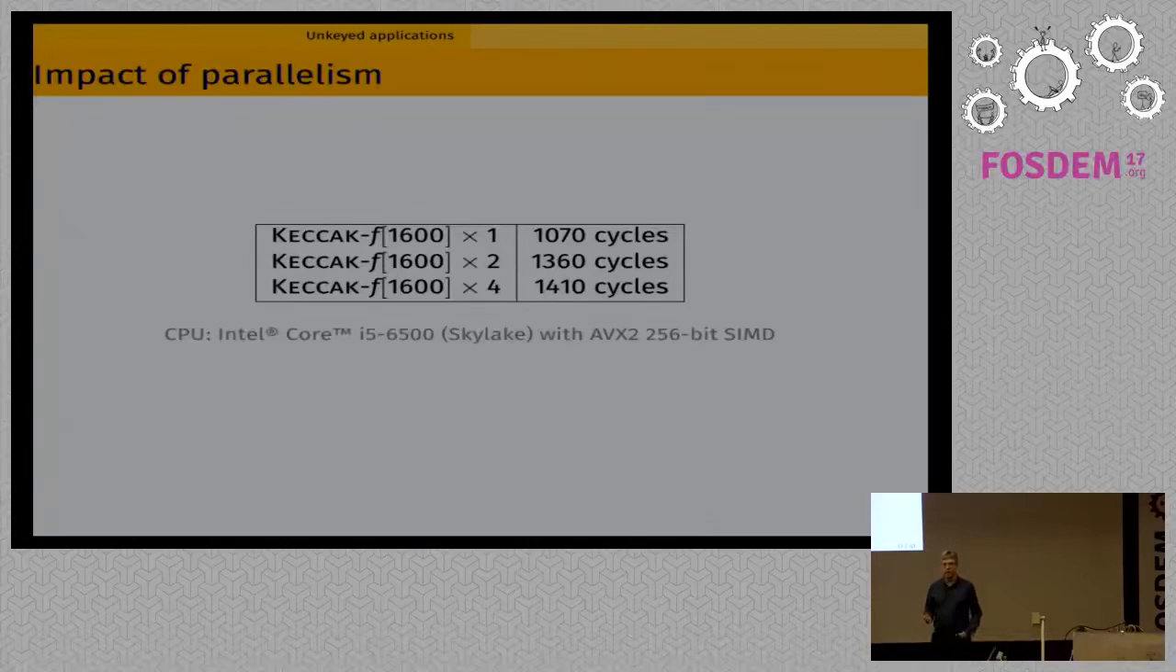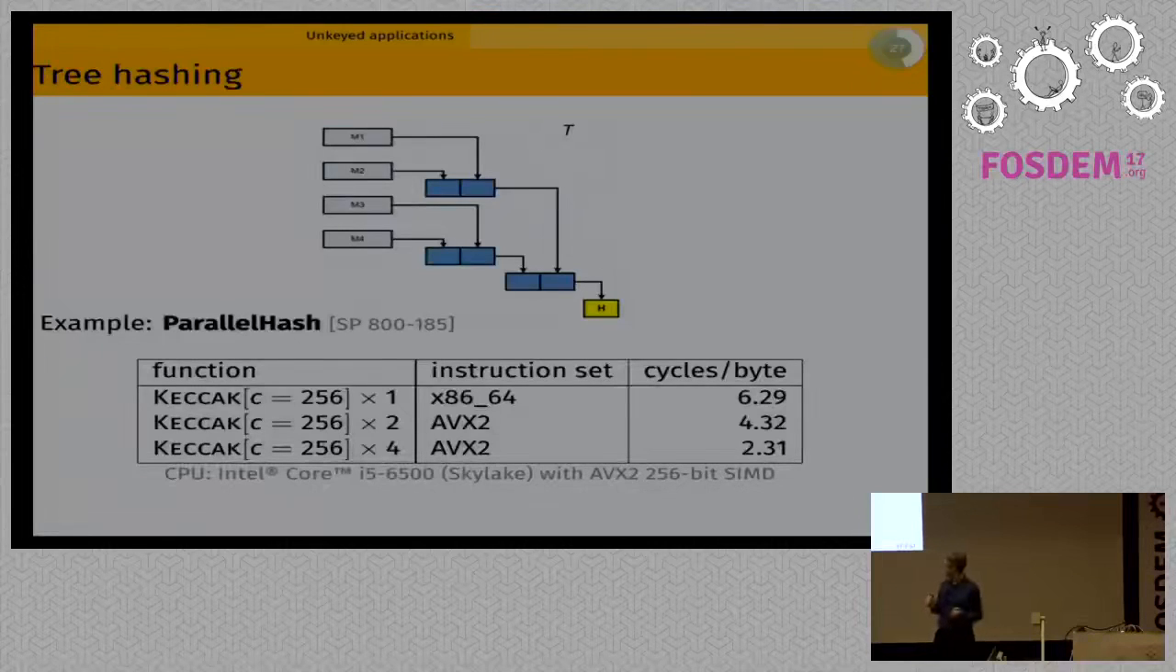We can do some tree hashing. Tree hashing is just taking the input, cutting it into pieces, and then evaluating the hash as a tree, where there should be a slide coming up, but my PC is a bit slow. Yes, here it is. So the message is cut into some pieces, and then each piece is hashed separately, and then the digests are concatenated and hashed again to get the final hash.